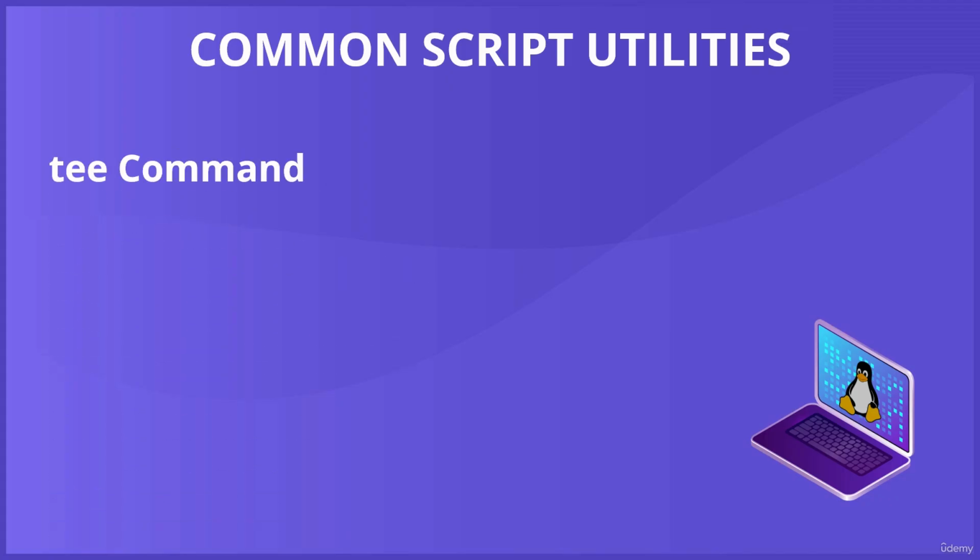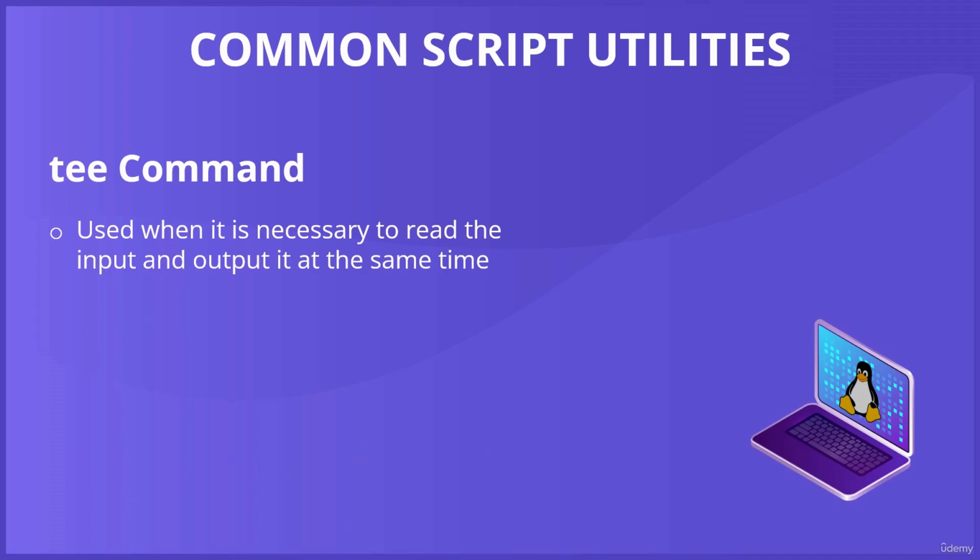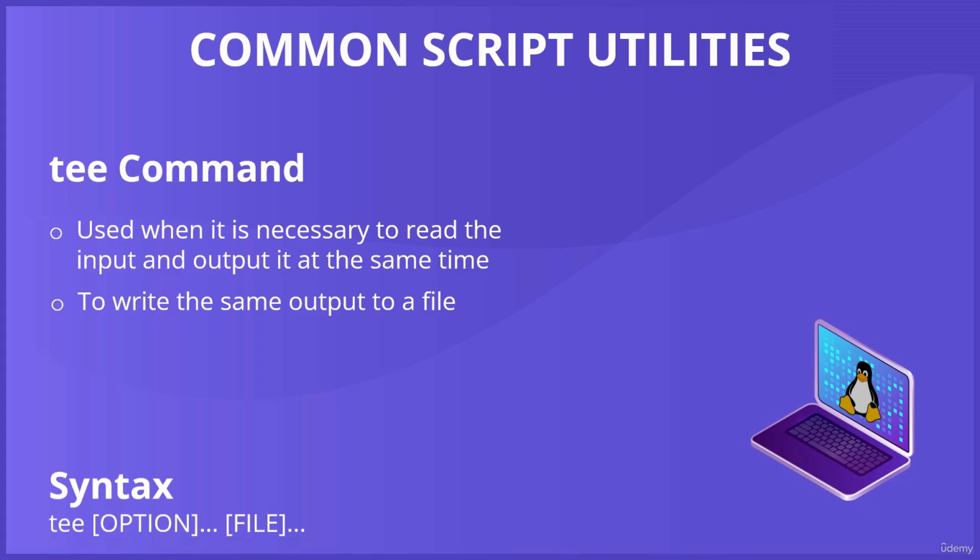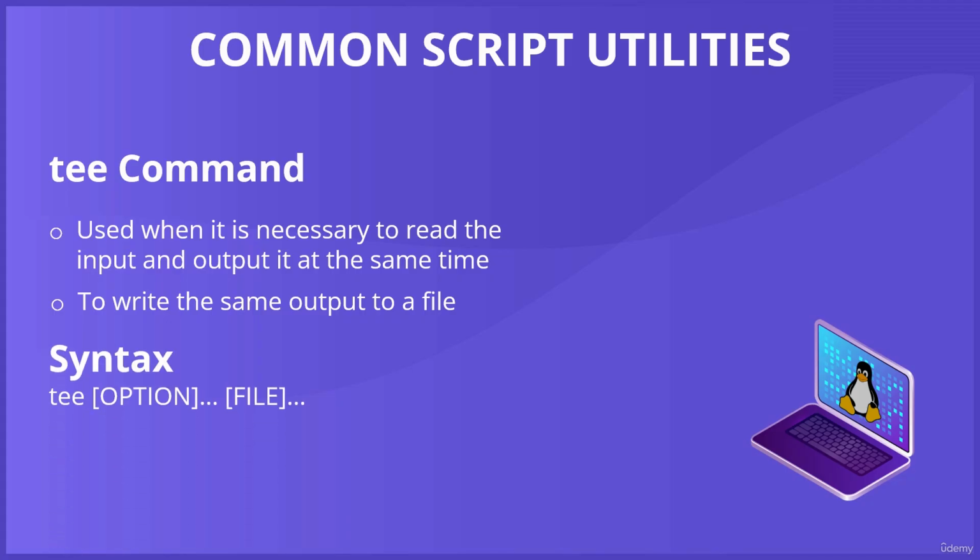Okay, that brings us to the tee command. So the tee command gets used when it's necessary to read the input and output at the same time, or to write the same output to a file. So this command reads standard input and can write to both standard output and one or more files. It basically cuts the output of a program so it can be both viewed and saved to a file, right? So it's doing both tasks at the same time. It copies the result to the specified files or variables and displays the result. So the syntax of this tee command goes like this: tee [option] file.